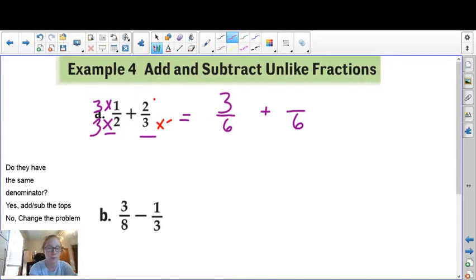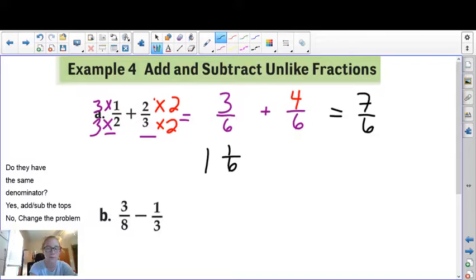So 3 times 2 gave me 6. I'm going to multiply this by 2. So 2 times 2 is 4. And then now I can go back to what I was doing with adding. So I'm going to have a final answer over 6. So 3 plus 4 gives me 7. And you're like, whoa, that's improper. You're correct. So I have 1 and 1/6.